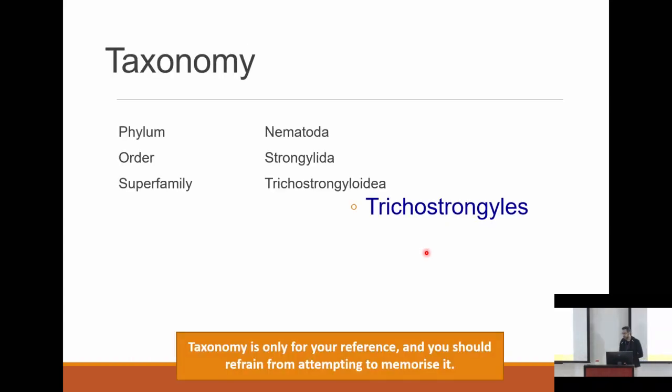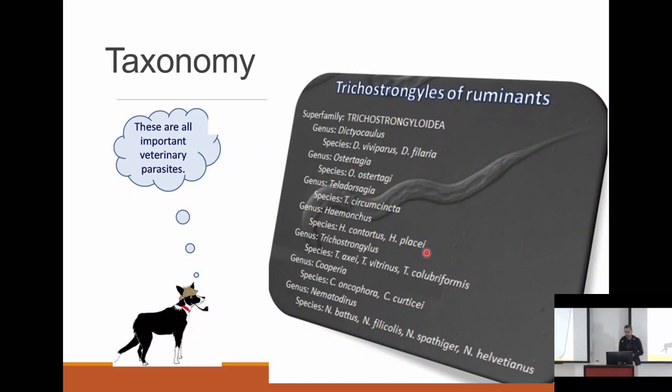So you don't need to remember this taxonomy. The only thing you have to remember is that now you are dealing with Trichostrongyle nematodes. And again, in the next lectures, we will cover the most important Trichostrongyles of ruminants: Ostertagia, Teladorsagia, Haemonchus, Trichostrongylus, Cooperia, and Nematodirus. However, Dictyocaulus you already covered in the Metastrongyle lecture with Kamal.